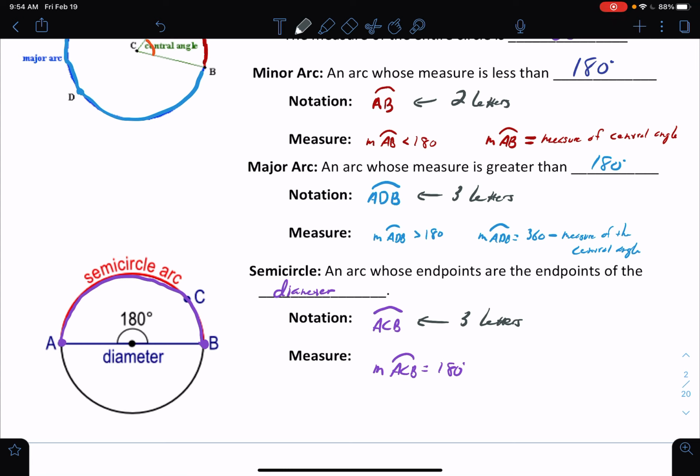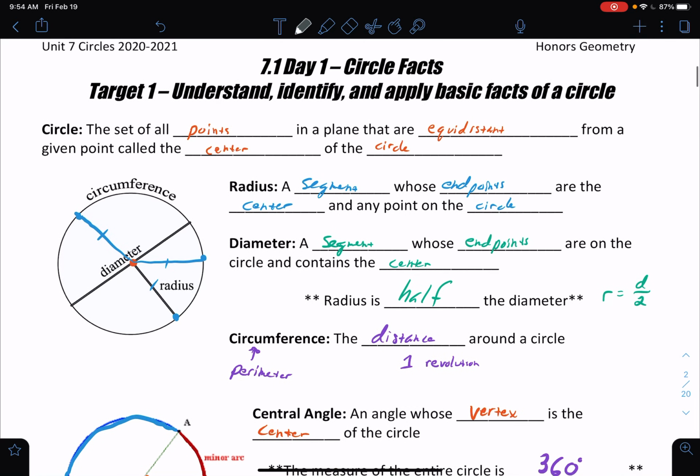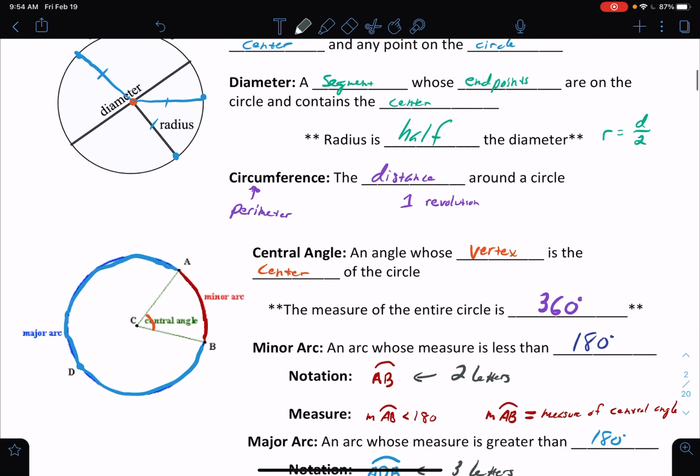So that's an idea of a lot of the circle vocab that we'll be using. Just make sure you study this page and understand each of these vocab words.